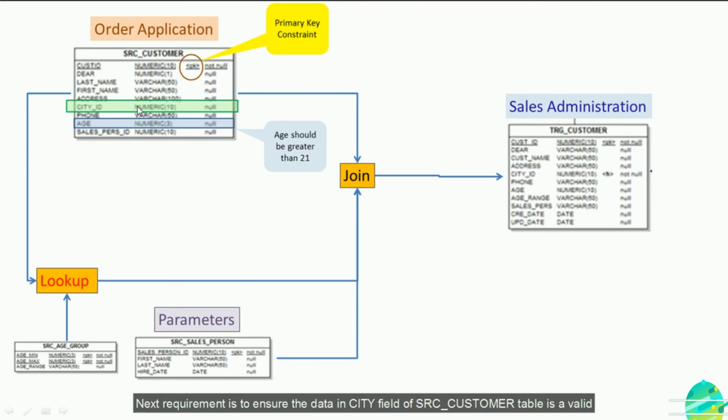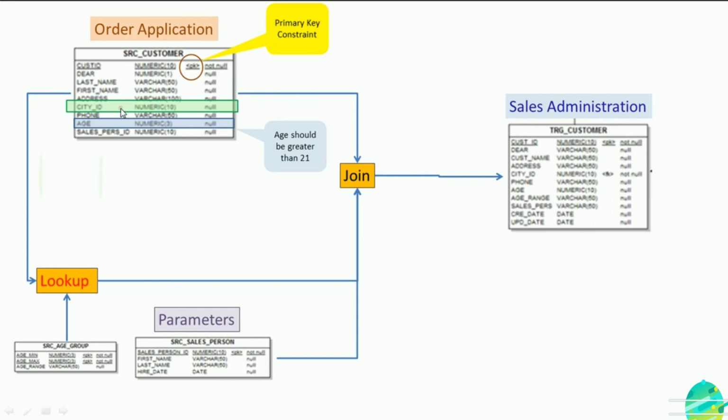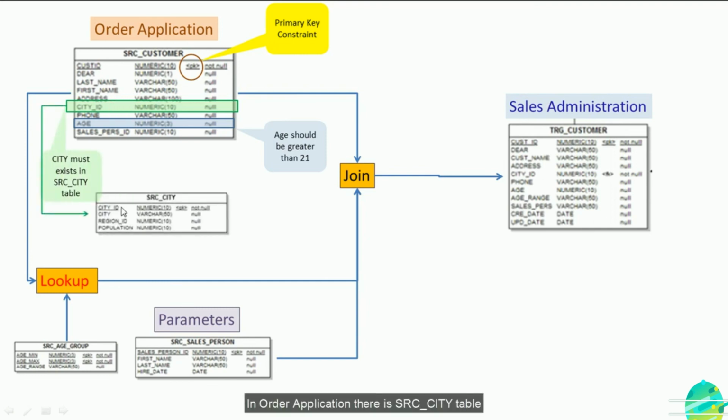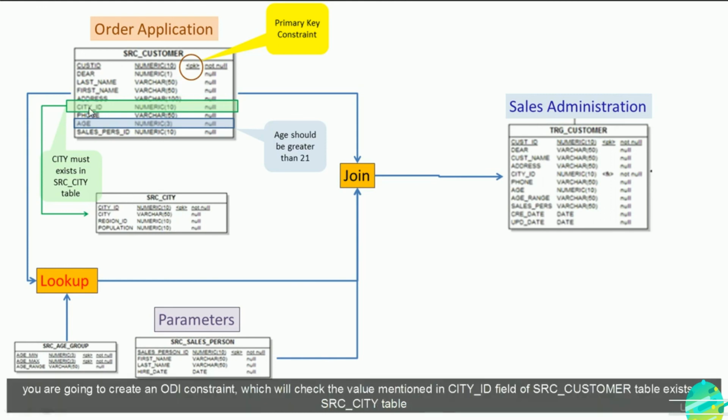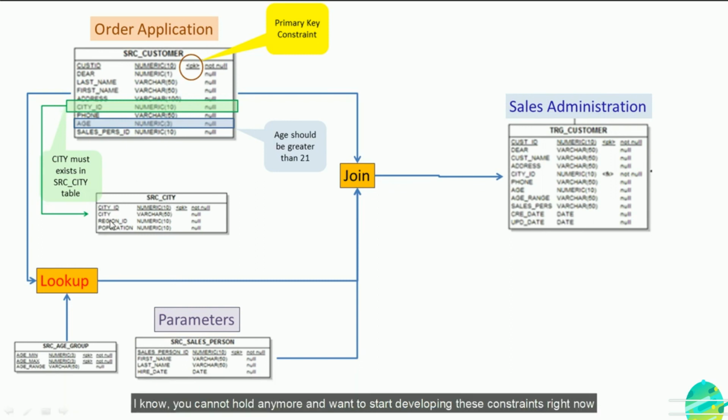The next requirement is to ensure that the data in the city field of the SRC_CUSTOMER table is valid. In the order application, there is a table SRC_CITY. This table contains the list of all the cities. You are going to create an ODI constraint which will check that the value mentioned in the city ID field in the SRC_CUSTOMER table exists in SRC_CITY. I know you cannot hold on anymore and you want to start developing these constraints.